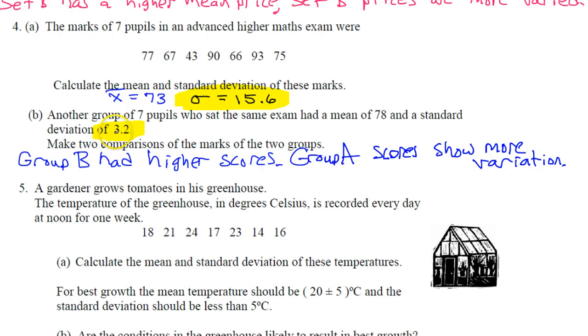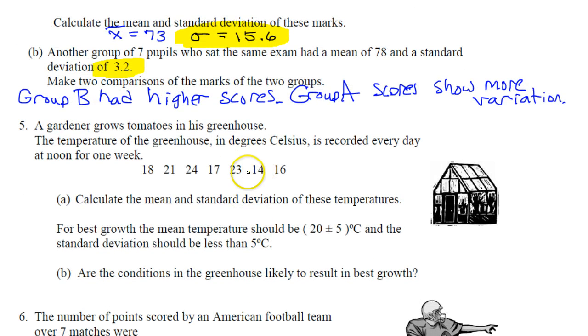With a standard deviation of 3.2, that means if we had a list of those scores, they would be much closer to the mean of 78. All right, I wouldn't expect to see two A's along with this, as well as F's. They're probably all in the B, C range, hovering close to 78. All right, anyway, let's take a look at number 5.